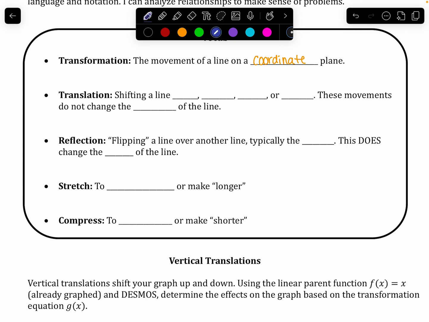A translation is probably the one that you know best and will be the easiest for you to accomplish. This is where you take a line and you shift it up, down, left, or right on a graph. These movements do not change the slope of the line. So if I take a line like this and I say we're going to shift this to the right 5 units, you're literally going to take that line to the right, and the line is still going to have the same slope. It's just going to be over 5 units to the right on your graph. There was no change in the steepness of your graph.